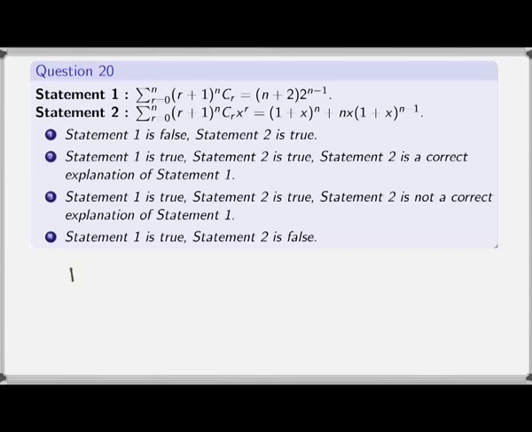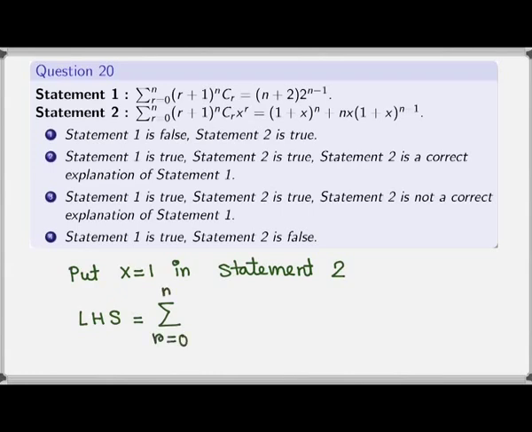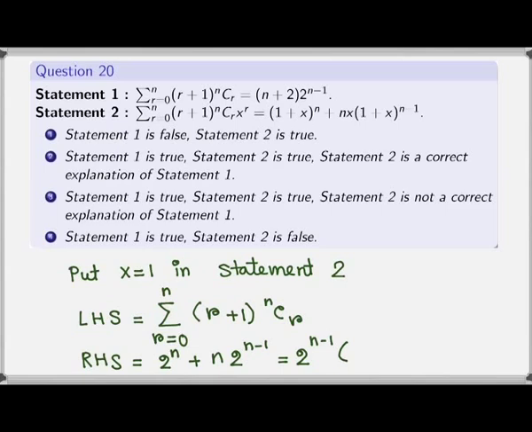Note that if we put x is equal to 1 in statement 2, LHS is equal to sum from r is equal to 0 up to n, r plus 1 into nCr, and RHS is equal to 2 to the power n plus n into 2 to the power n minus 1, which is equal to 2 to the power n minus 1 into 2 plus n. Therefore, statement 2 implies statement 1.